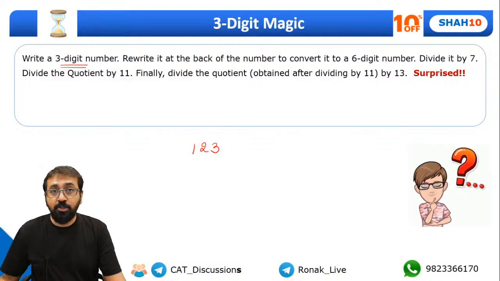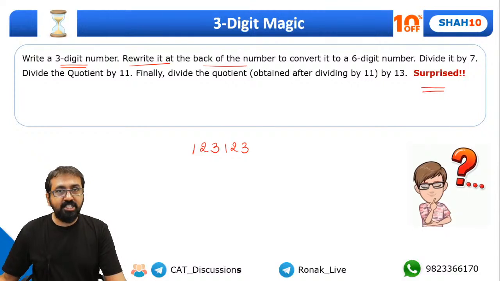See, I know what number you have written. You'll be surprised as I have written it at the end. Now just rewrite that number at the back of the original number. So I'll write 1, 2, 3 once again. Have you all written this? Robin, have you written this number? So this will become a 6-digit number now.